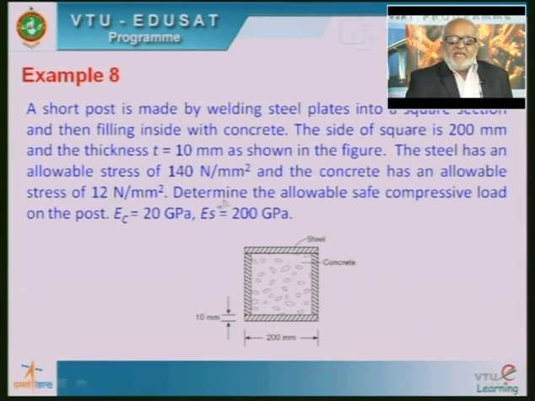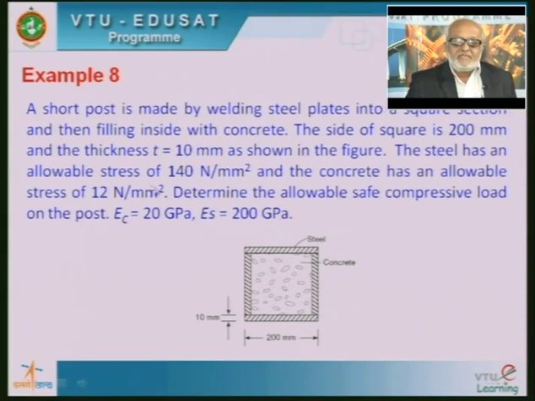Now they say determine the allowable safe compressive load on the post. Ec, that is the modulus of elasticity of concrete, is given as 20 GPa, and the modulus of elasticity of steel is given as 200 GPa. See, in this problem it is a reverse type. Given the load, we will find out what is the stress in steel or the stress in concrete.